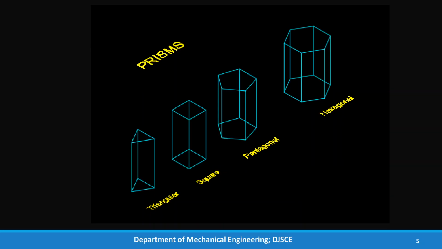So prisms: triangular, square, pentagonal, hexagonal. You can see that they are having 2 bases, bottom base and top base, and rectangular side faces joining these 2 bases.